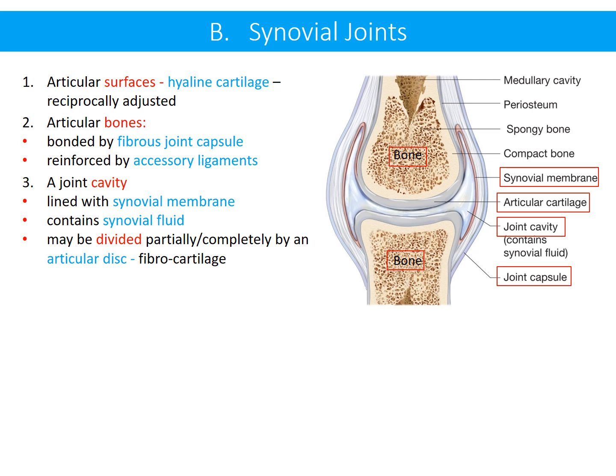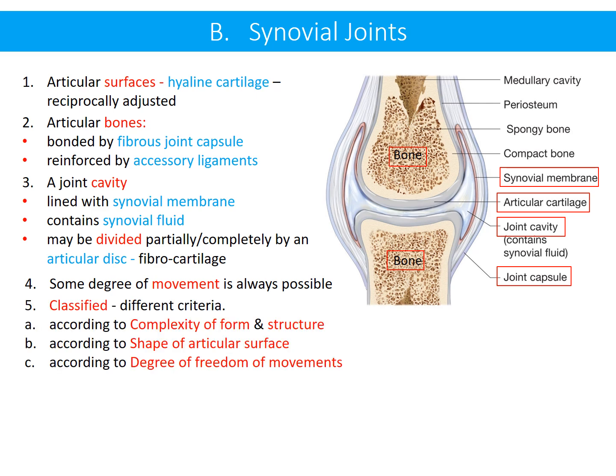A joint cavity is always present, which is lined with synovial membrane, contains synovial fluid, and may be partially or completely divided by an articular disc made up of fibrocartilage. Some degree of movement is always possible at these joints.